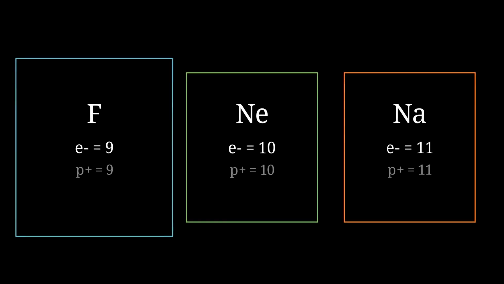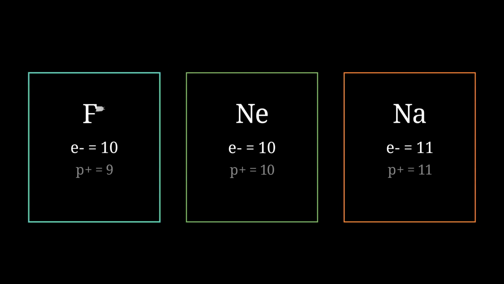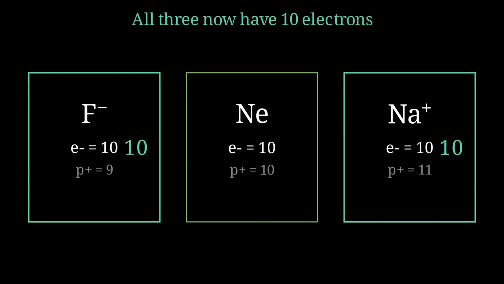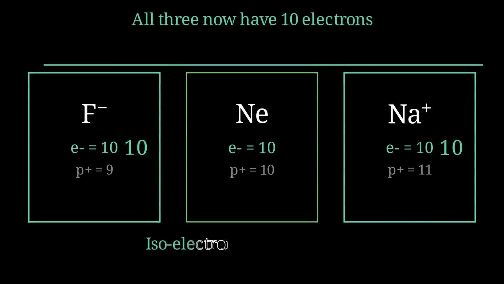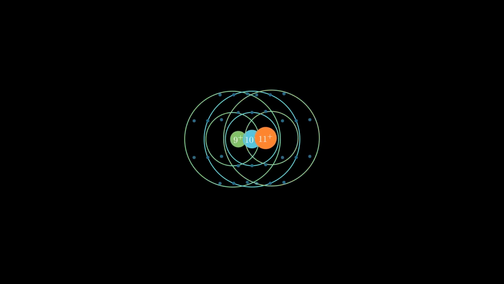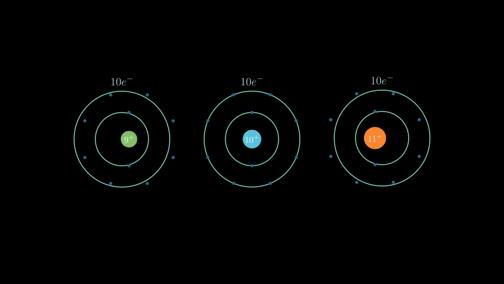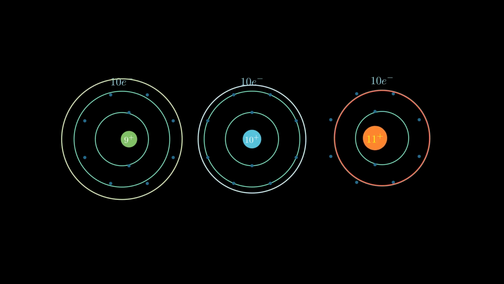If the fluorine atom gains 1 electron to become a fluoride ion, and the sodium atom loses 1 to become a sodium ion, what happens? They both now have exactly 10 electrons. Despite having different nuclei and different charges, they are now isoelectronic with neon. As you can see, their electronic blueprints have become identical. This is why isoelectronic species often share similar trends in their chemical behavior, though their sizes will vary based on how many protons are pulling those electrons inward.